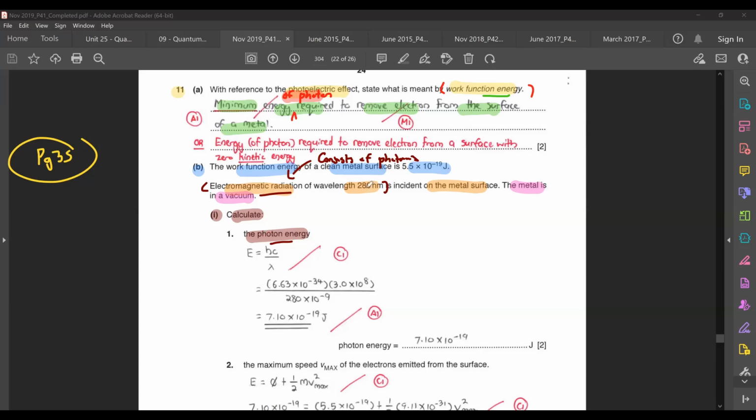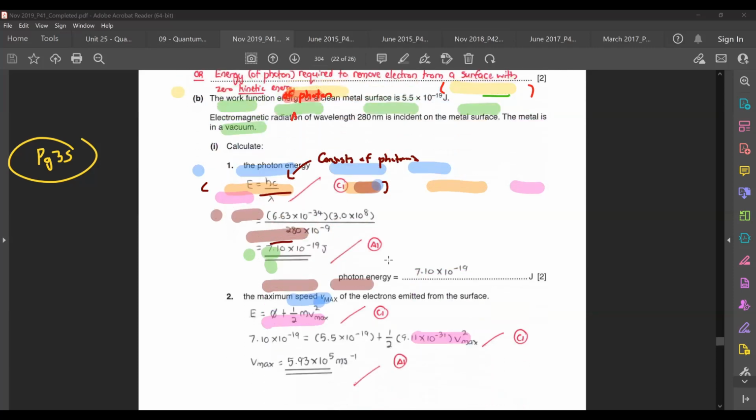Since they gave you information about your wavelength, your photon energy should be hc over lambda. Use the one with a lambda term inside. As usual, Planck constant is 6.63 times 10 power minus 34. Speed of light is 3 times 10 power 8, divided by your wavelength. Remember to change it from nanometer to meter, so you multiply with 10 power minus 9. Eventually you get your answer as 7.1 times 10 power minus 19 joules. That part is pretty straightforward.